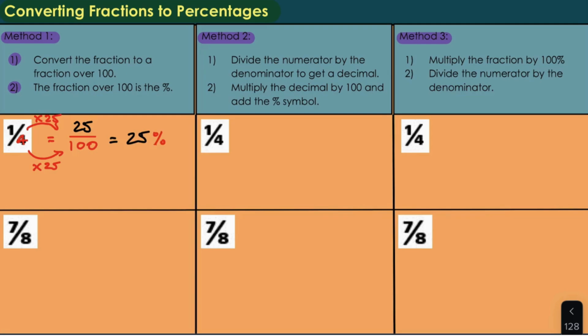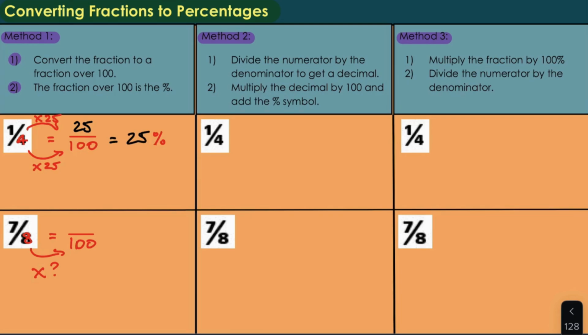Next up, we have 7 over 8. I look at my denominator of 8. I need that to become a fraction over 100. What do I do to get from 8 to 100? Well, it's very difficult. I don't know what I multiply 8 by to get to 100, and that is why we learn method 2 and method 3.